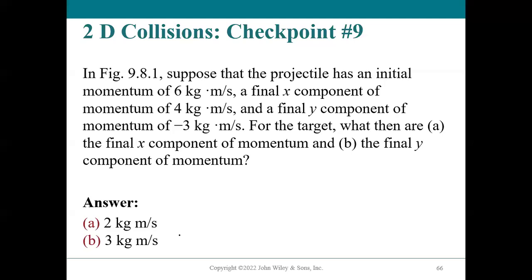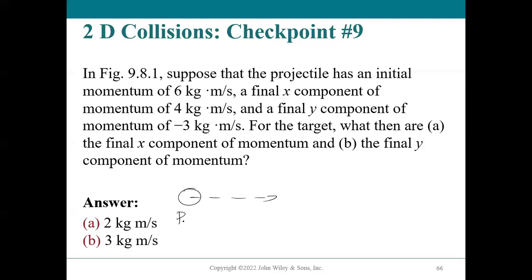Okay, this one is a two-dimensional collision. Suppose that the projectile has an initial momentum of 6 kilograms meter per second and a final x component of momentum of 4 kilograms meter per second and a y component of -3. For the target, what then are the final x component of momentum and the final y component? Okay, so we can imagine it like this.